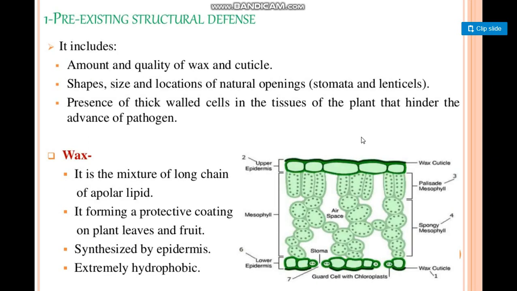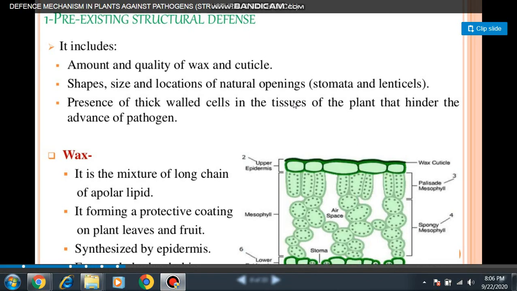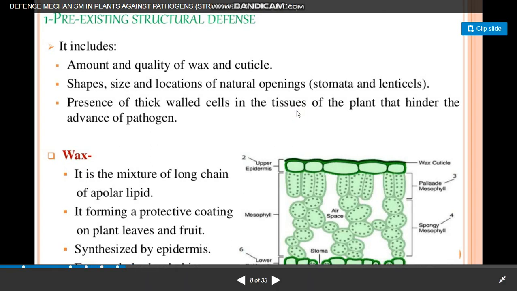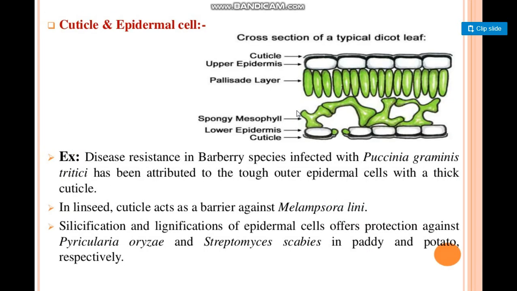First, pre-existing structural defense. It includes the amount and quality of wax in the cuticle, the shapes, sizes and locations of natural openings like stomata and lenticels, and the presence of thick-walled cells in the tissues of the plant. Wax is a mixture of long-chain apolar lipids forming a protective coating on plant leaves and fruits. In cuticle and epidermal cells, disease resistance in Barberry species infected with Puccinia graminis has been attributed to the tough outer epidermal cells with a thick cuticle.